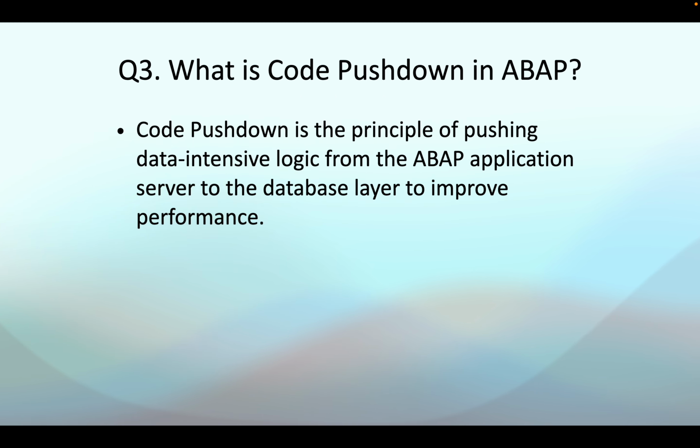What is code pushdown in ABAP? Code pushdown is the principle of pushing data intensive logic from the ABAP application server to the database layer to improve performance. Now what exactly we do is, all our ABAP programs run in the application tier, right? So we are executing and processing certain commands in the database itself and decreasing the load on the application tier and even the interaction with it. So it would be comparatively faster. So any code that is getting executed directly in the database is considered as a concept of code pushdown. So we are pushing down the code from the application tier to the database tier.